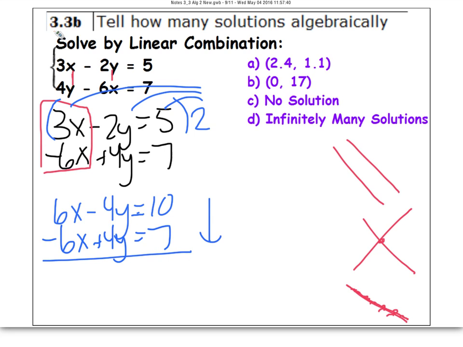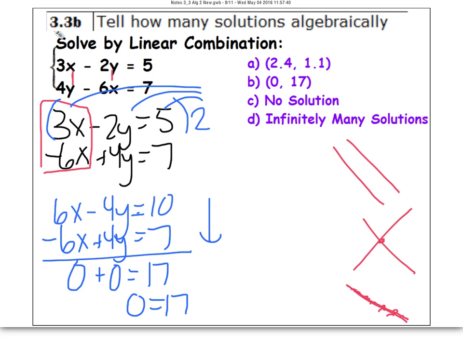If you add down, here's what happens. 6x minus 6x is 0. Negative 4y plus 4y is 0. 10 plus 7 is 17. It ends up saying 0 equals 17. First issue I have is my x's and y's both fell out. I have no idea what the value is of either of those two variables, so I can't solve for x or y. But here's what it told me.